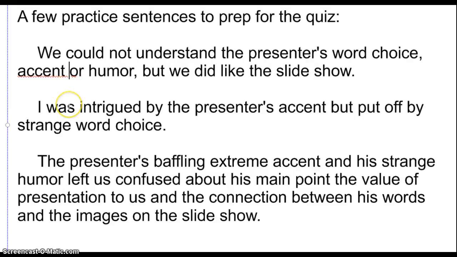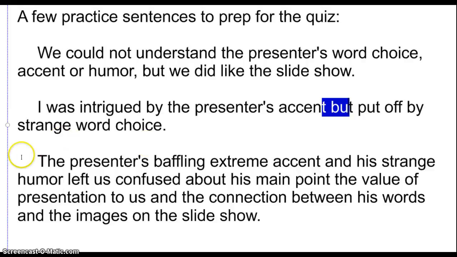In this one, I was intrigued by the presenter's accent, but put off by strange word choice. Here's a but. Just because there's a but in the sentence doesn't mean there's a comma. Check on either side. I have a subject over here, I, and I have a verb, was. Right, just like I'd expect, on the left-hand side of the conjunction, there's a full sentence. Check the other side. Put off by, this is an adjective phrase. I don't have a subject, I don't have a verb, and that means I cannot put a comma before the but. That way my reader knows not to expect another full sentence on the other side of the but.